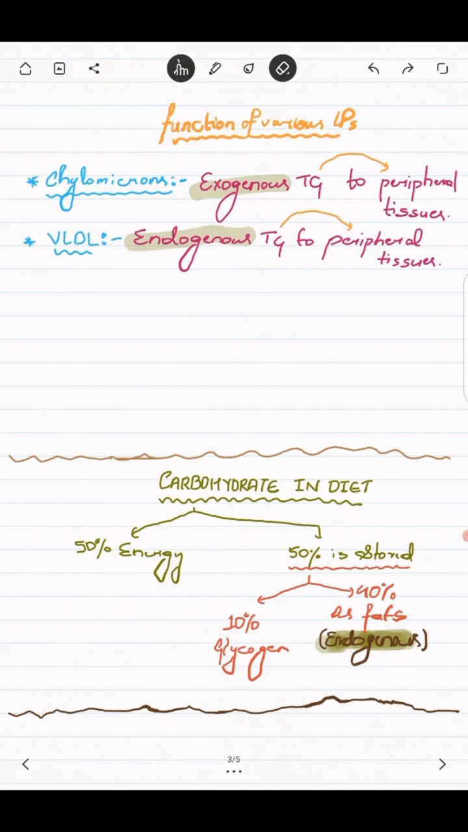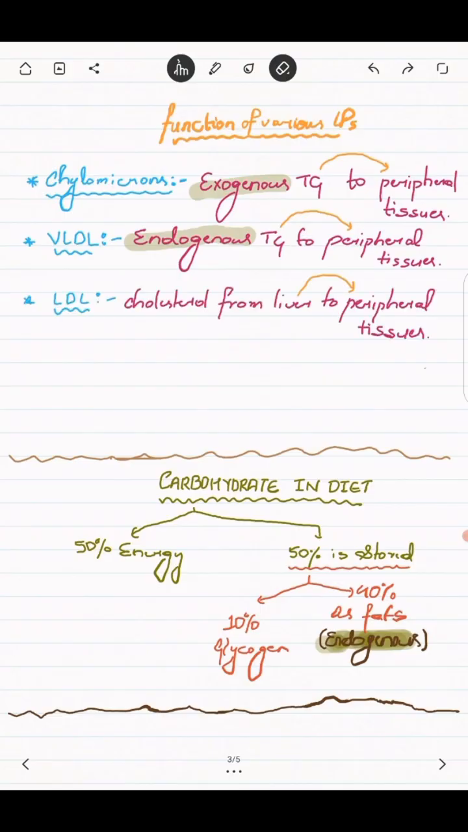That's because we are taking excess carbohydrates in our diet, which gets converted to endogenous fats, and these endogenous fats from the liver are carried by VLDL to peripheral tissues. Okay, so VLDL carries endogenous fat or triglyceride to peripheral tissue. Now the third lipoprotein is LDL, low density lipoprotein. What it does is, it carries cholesterol formed in the liver to peripheral tissues. Okay, so the cholesterol formed in the liver is carried to the peripheral tissues by LDL, low density lipoprotein.